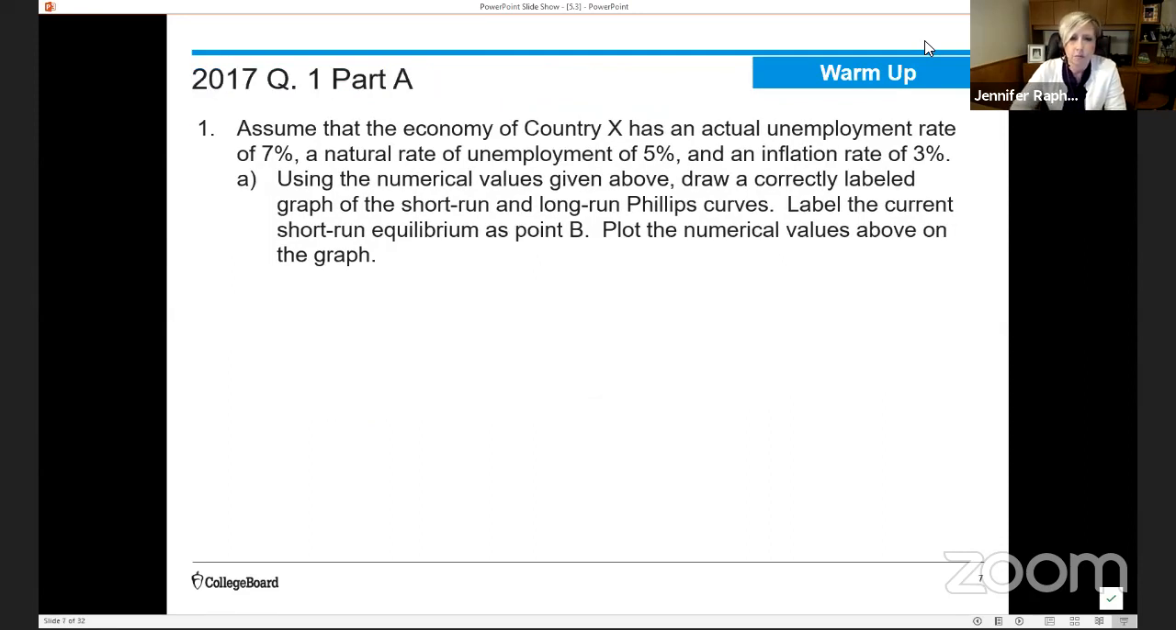I'm going to give you about a minute. I want you to read the question, pay careful attention to the directions, and then take about 60 seconds or so to sketch out this graph. Okay? Go ahead and get started.